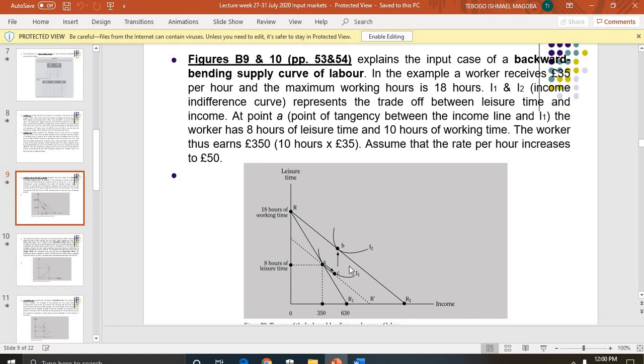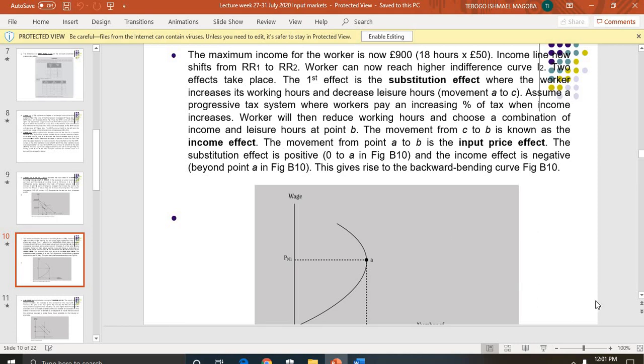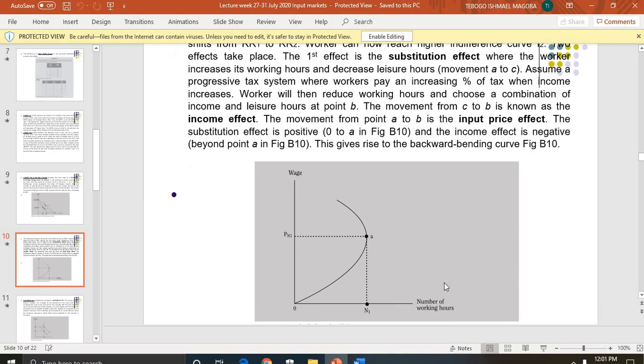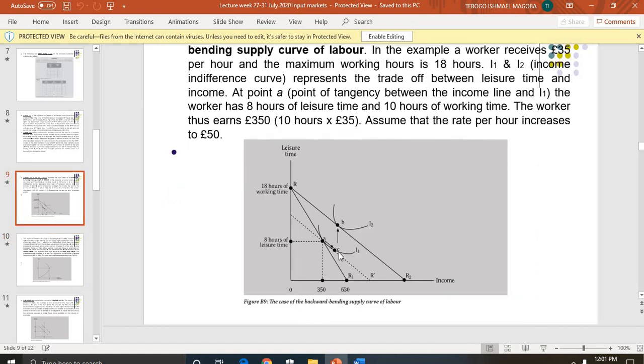So then what happens? This person is earning a higher income. So there'll be two effects, that substitution effect that they're talking about, and there'll be an income effect later on. So what happens? The substitution effect, where the worker increases its working hours and decreases the leisure hours, which is the movement from point A to C. This from here to there. They said that's the substitution effect.